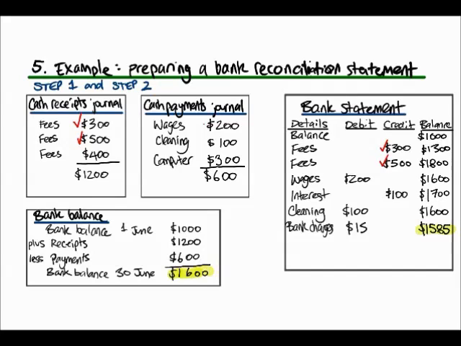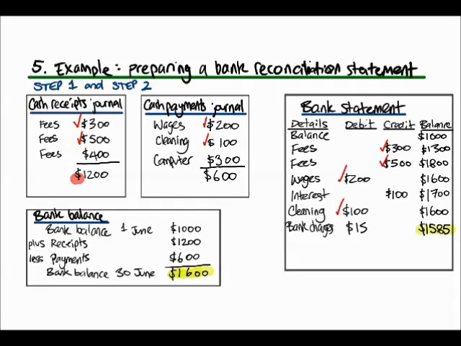So next one we're going to look at our cash payments journal. So we paid wages of $200. Yep, there's a debit of $200 that was made. We did pay for some cleaning to be done for $100. Yep, there. And we bought a computer, which we paid $300 for. And we look over our bank statement, and there's nothing there. The computer hasn't appeared either. So there's something going on, right?